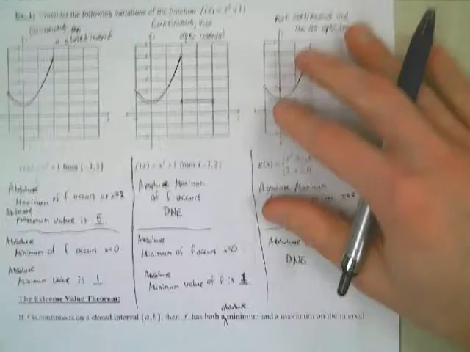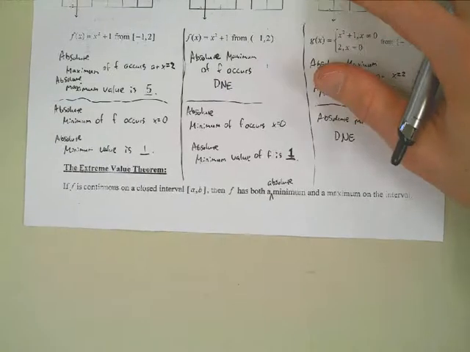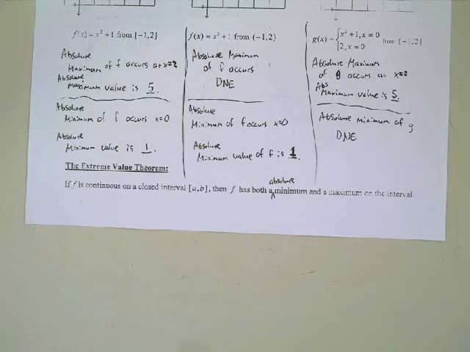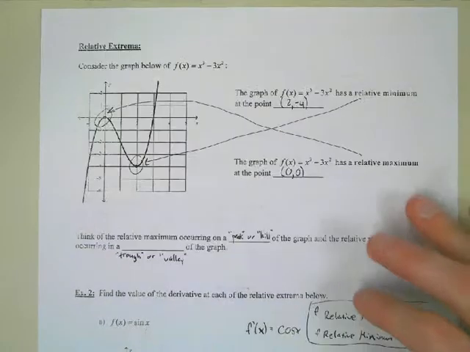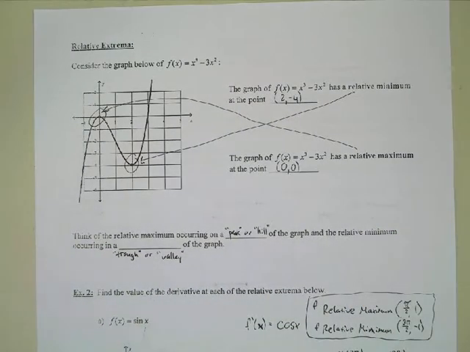That led us into the extreme value theorem, which says that if f is continuous on a closed interval [a, b], then f must have both an absolute minimum and an absolute maximum on that interval. The extreme value theorem doesn't tell you how to find the absolute minimum or maximum. It just says they must exist. It's kind of like the intermediate value theorem. We don't know exactly where those values are going to be, but we know that if a function is continuous, it's going to hit all those y values between the endpoints of the interval.